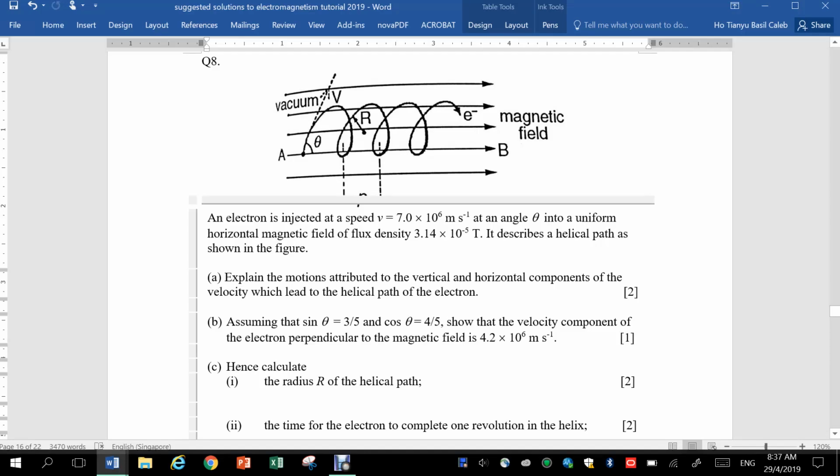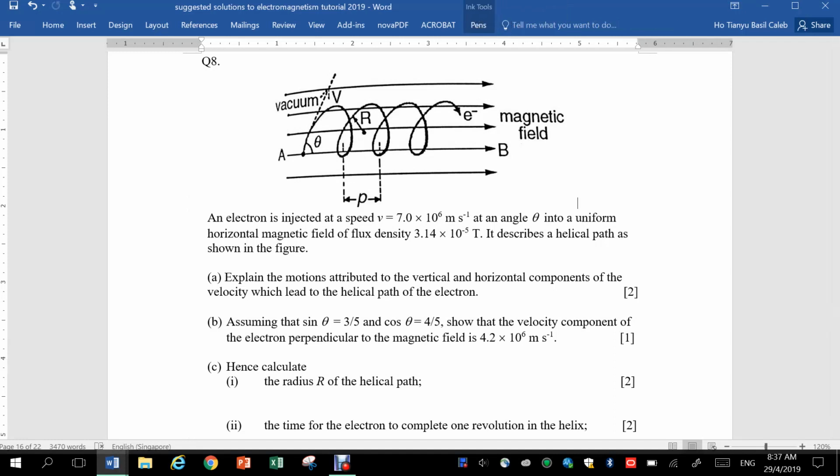Hello, now we are doing question 8 of the electromagnetism supplementary tutorial. Question 8 is one of the more challenging questions. It is also one of the more popular questions because it requires you to look at how an electron that is moving in a B field, in a magnetic field, behaves, and instead of it moving perpendicular to the B field, it also has a component that is parallel to the B field.